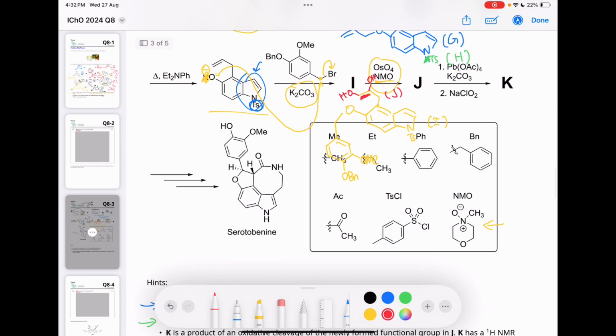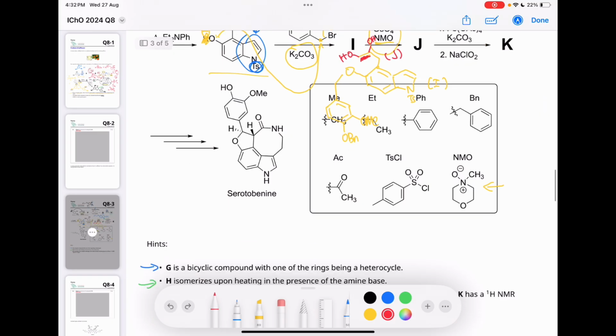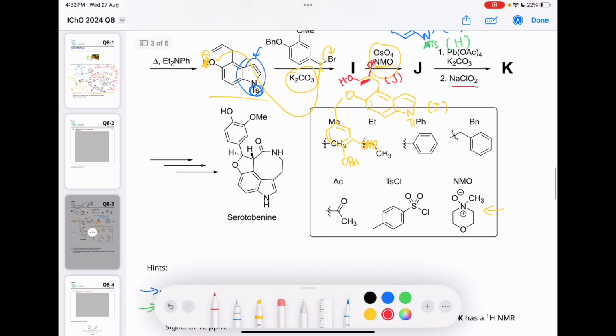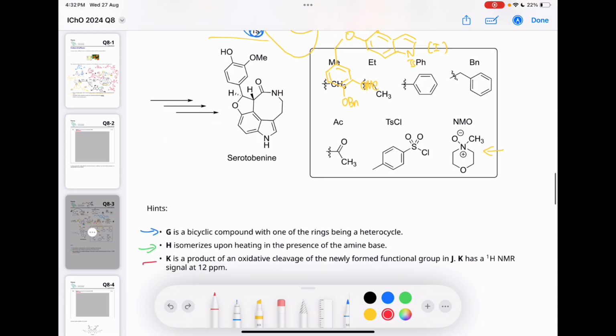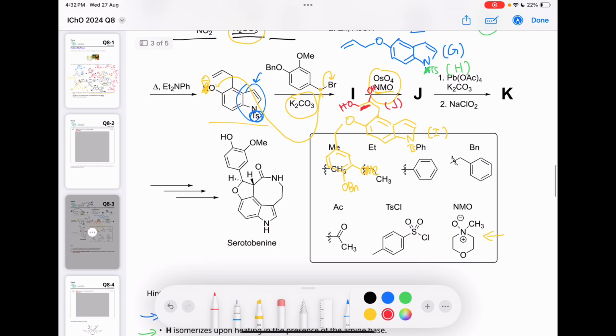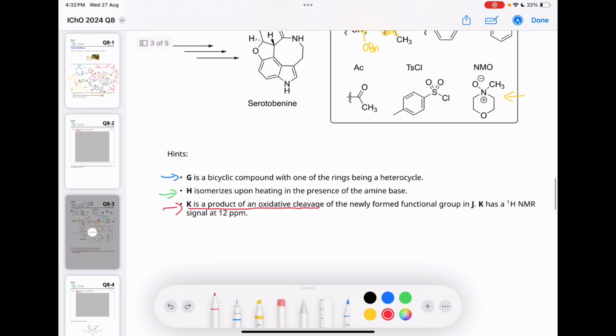From structure J to K, again we're given a lot of reagents, and that's kind of confusing, but that's okay. When you see this, it looks like an oxidation reaction, and the hint actually tells us that K is a product of an oxidative cleavage of the newly formed functional group in J. So what's the newly formed functional group? It's this. And K has a 1H NMR signal at 12 ppm. At 12 ppm, that strongly suggests carboxylic acid.